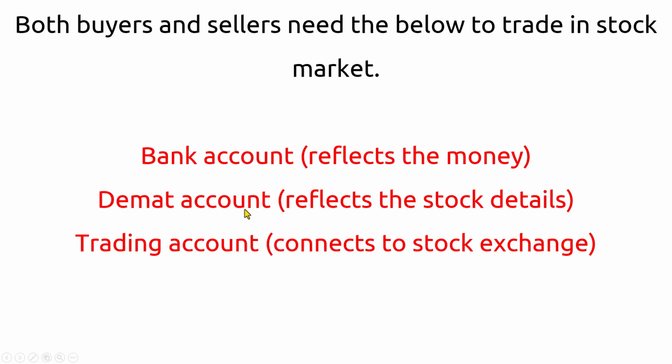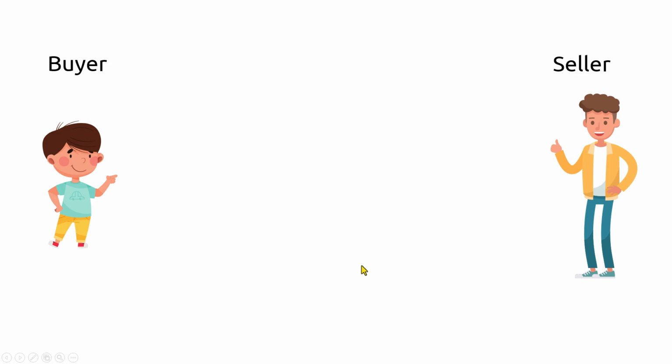Now, let us see how a trade happens. Let us assume that this is a buyer and this is a seller. The buyer can also be a seller and the seller can also be a buyer, but let us not take that case now. Let us say that this person is a buyer and this person is a seller.